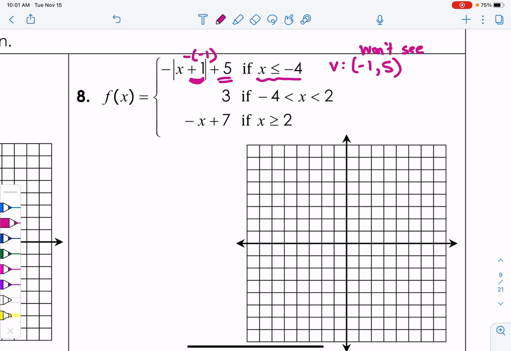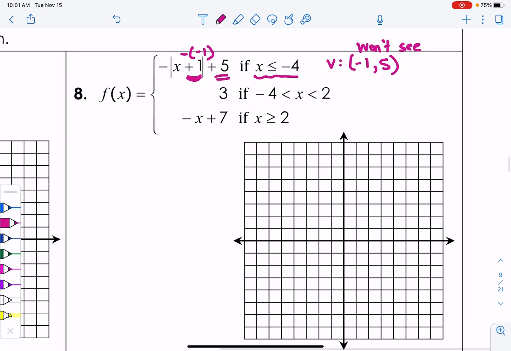So we're going to put a vertex at negative 1, positive 1, 2, 3, 4, 5. And then take a look at the slope, right? What's our slope going to be? Right in front of those absolute value bars, it just has a negative, so we're going to have a negative 1. So off to the right, we're going to go down 1, over 1, down 1, over 1, down 1, over 1. Or we're going to go to the left, that opposite direction.